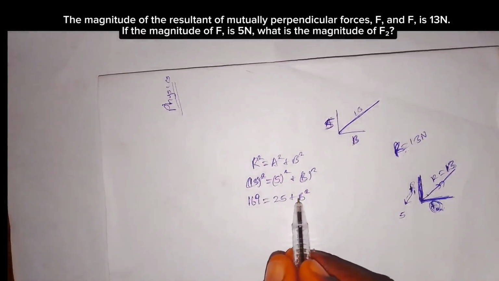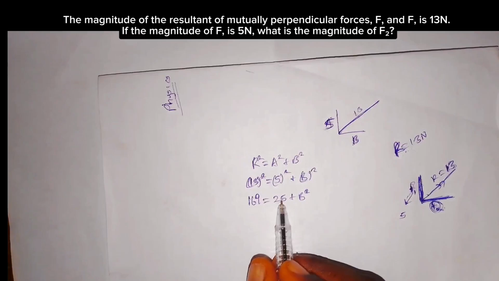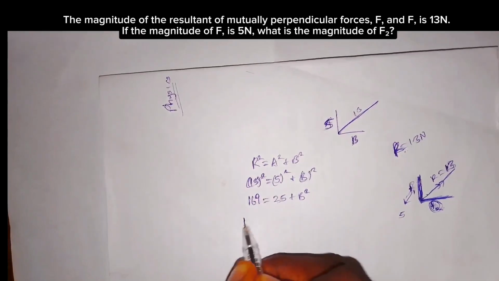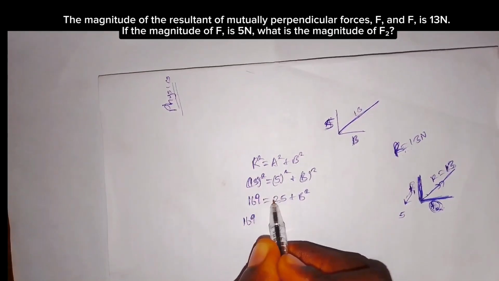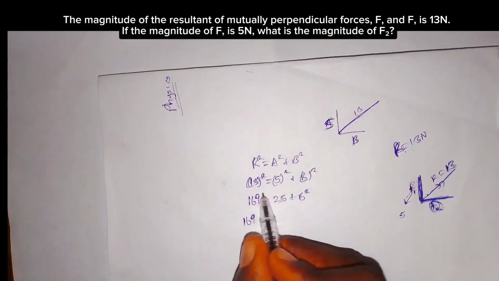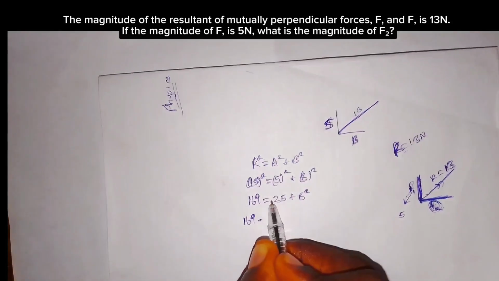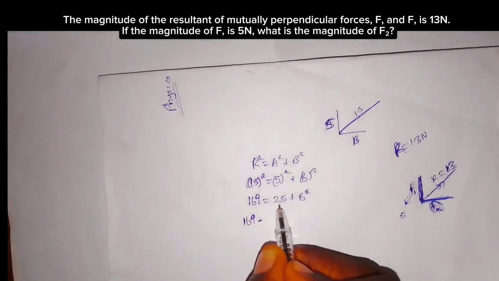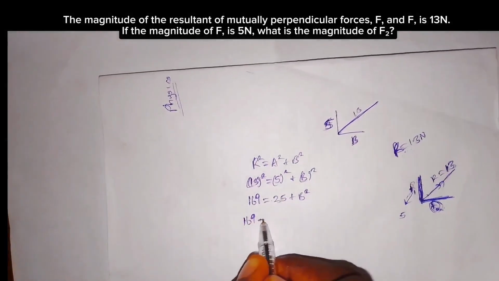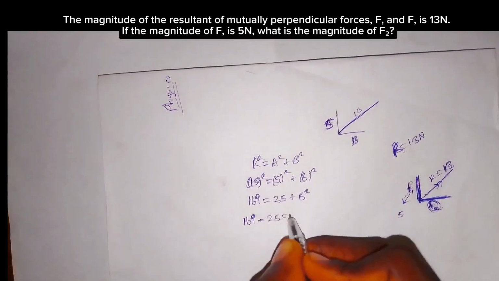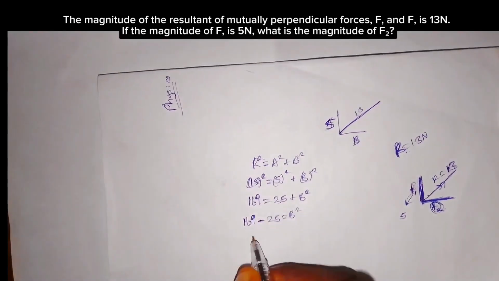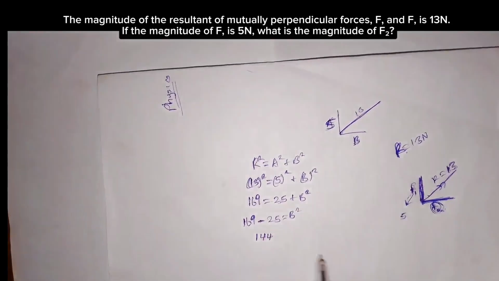Now, in order to make B stand alone, we take 25 to the other side. So 169, taking plus 25 to the other side of the equation, it turns to minus. Remember, there's an invisible positive sign here. So 169, if this one comes over, it will now be minus 25 equals B squared. Minus it then gives you 144.